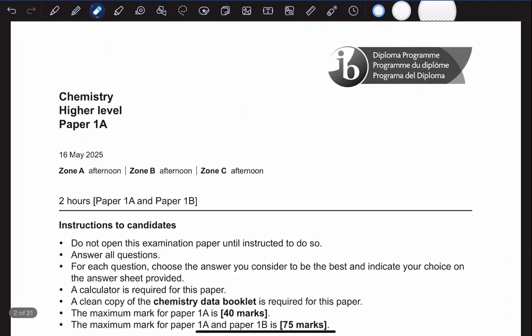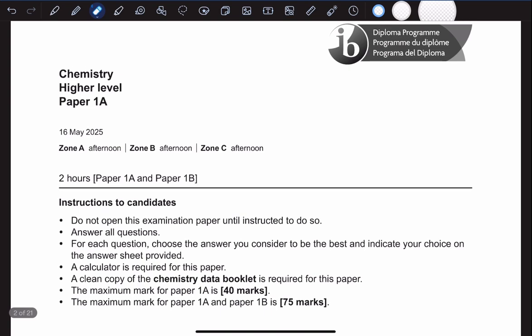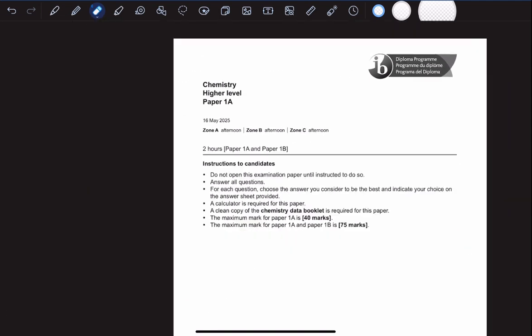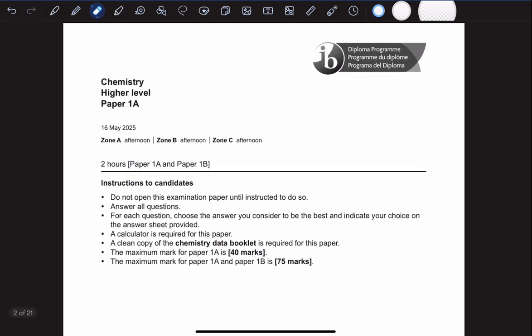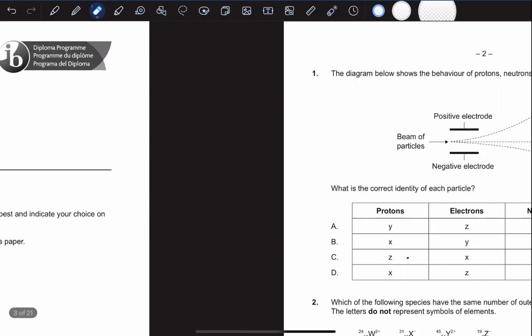Today we have the IB Chemistry Higher Level Paper 1A from the May 2025 examination, Time Zone 1. As always, we're going to go through this paper blind, just try to figure out how to solve each of these questions and explain to you how we got to the answers one by one. And let's get right into it.